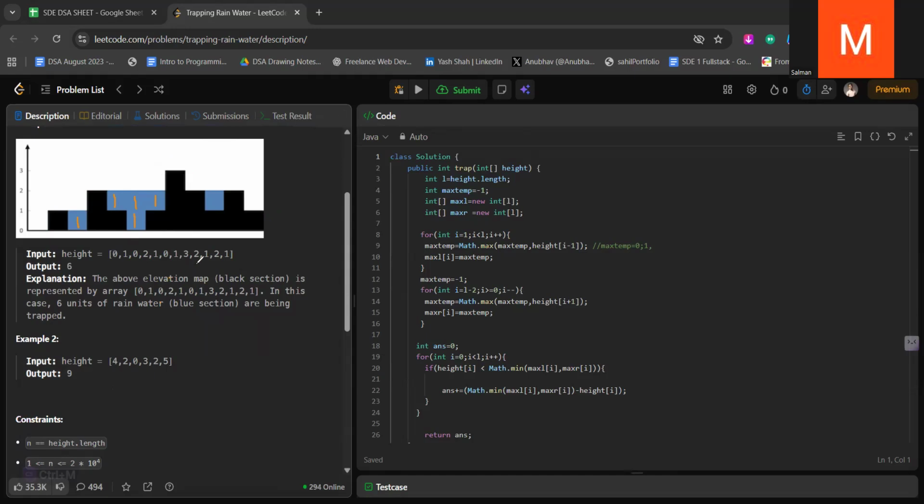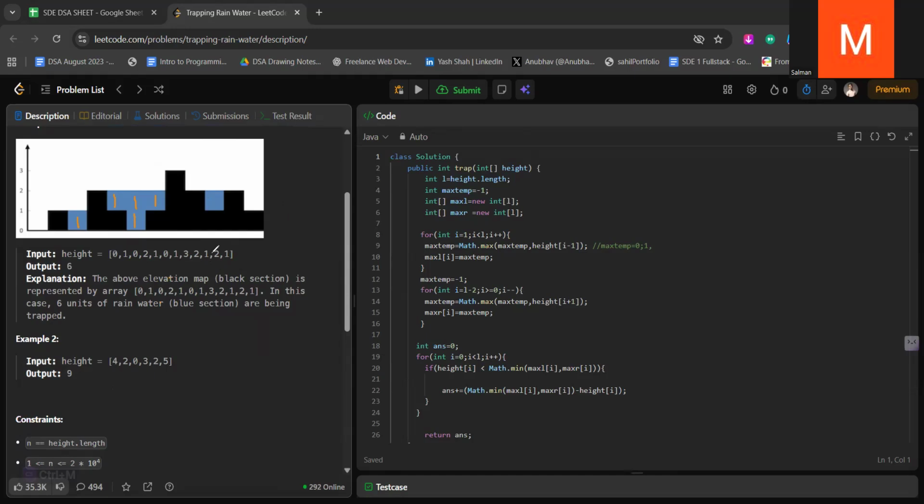What I can see here is that the element at index 9 is 2, and the left boundary is 3. And the rightmost boundary is how much? 2. What is the maximum on the right side of this ninth element? 2, right? Yes. So the minimum is 2. So 2 minus 2, which is 0. So all the water will be spilled from here to here, right? I will not draw further.